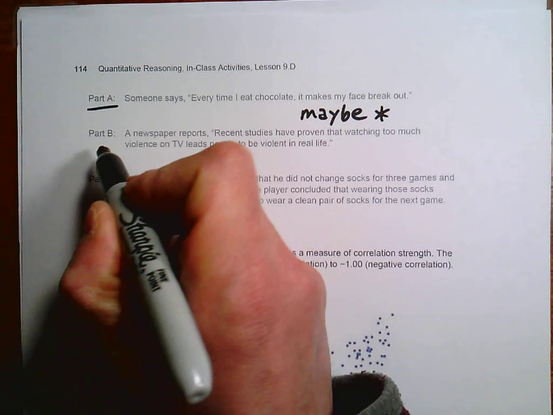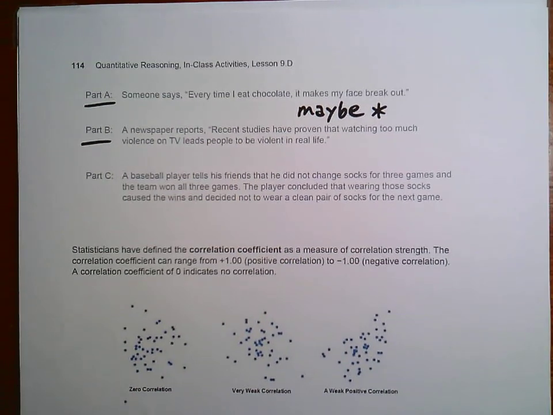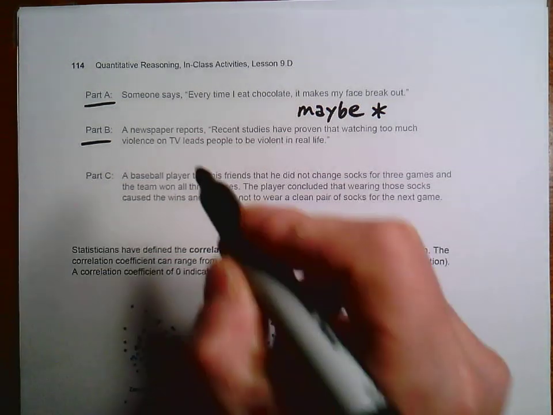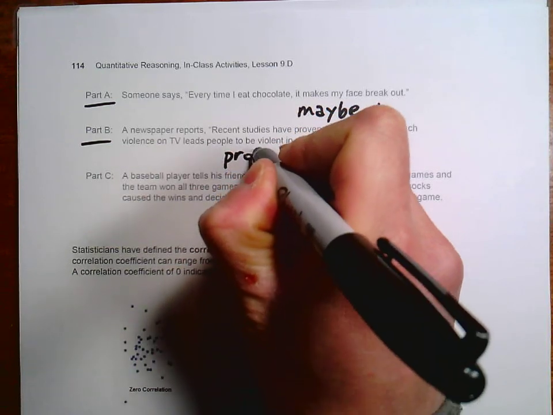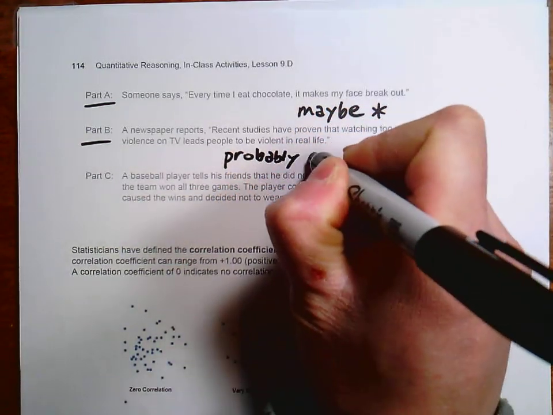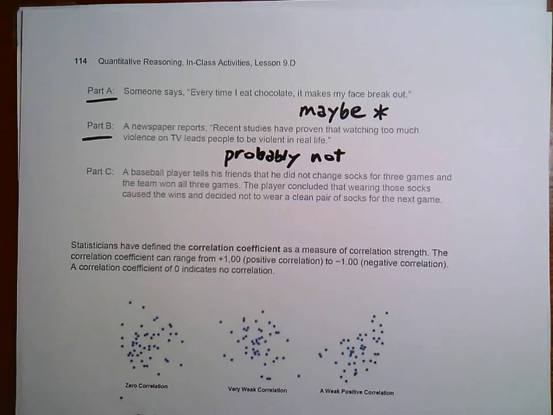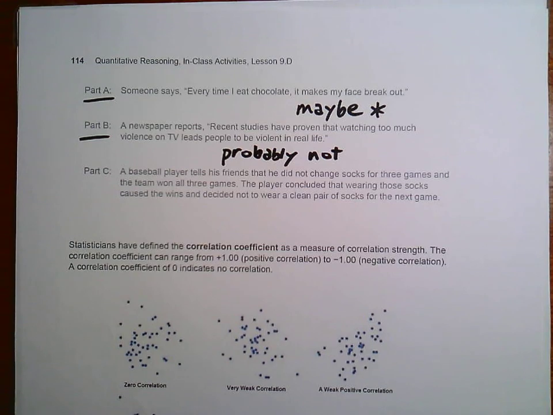How about B? It says, recent studies have proven that watching too much violence on TV sort of makes people violent in real life. This one here, I'm going to probably say no, because I've seen data on this. So this one, probably not. Mainly this has a lot to do with societal changes and the economy. So lots of data has indicated that if we have a stable economy, it doesn't really matter what you're watching, violence is going to drop. So that one, probably not.